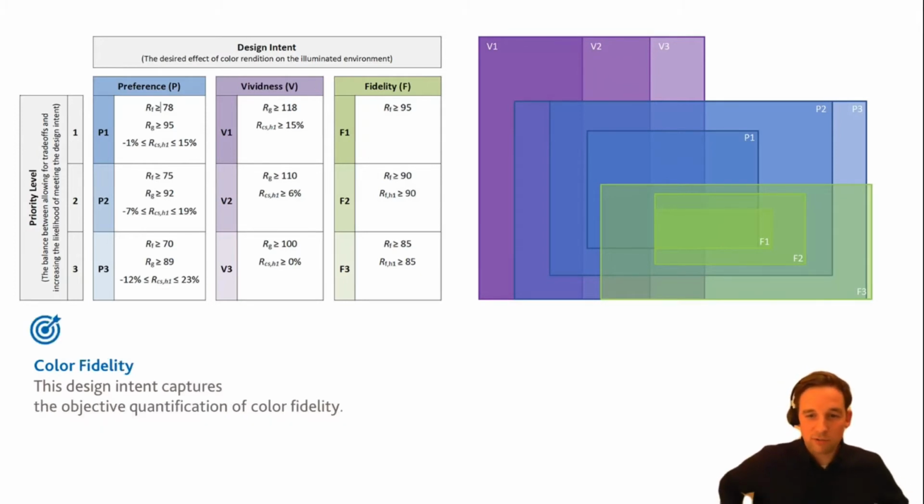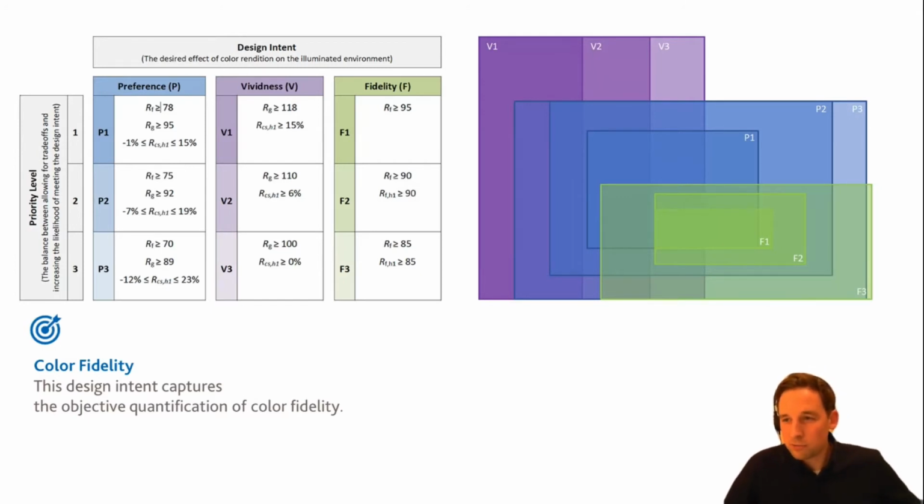And then finally, color fidelity. This is going back to our bullseye metric of how close we are to the reference source. F1 being, I want it as close to the reference source, this theoretical perfect light, as possible. F3 being the furthest away from that. And you know, it doesn't really matter as much.